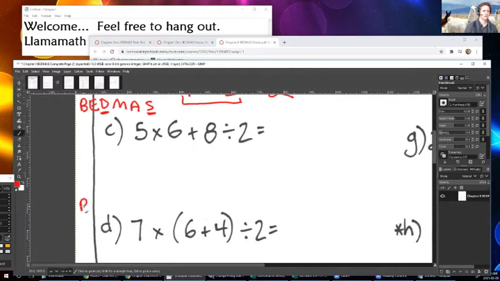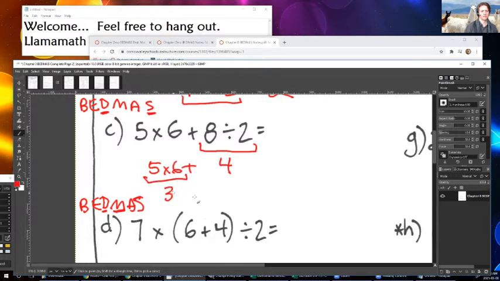All right, I'm going to use BEDMAS again. Okay, so brackets, no exponents, a division. So I'm going to do the division first. 8 divided by 2 is 4. So I still have this stuff. Now I'm going to do multiplication because division's done. Multiplication. So I have 30 plus my 4. And now I just have addition left. 30 plus 4 is 34.